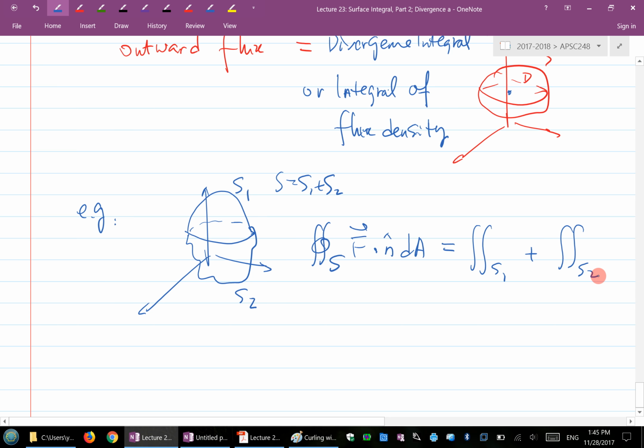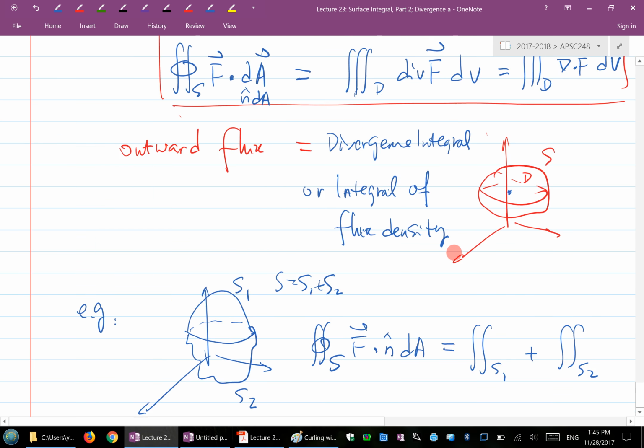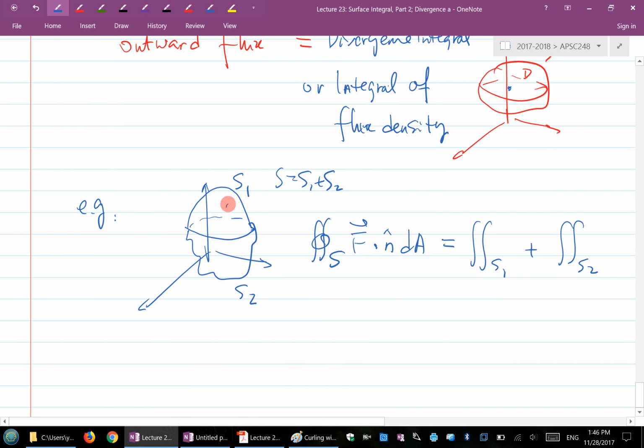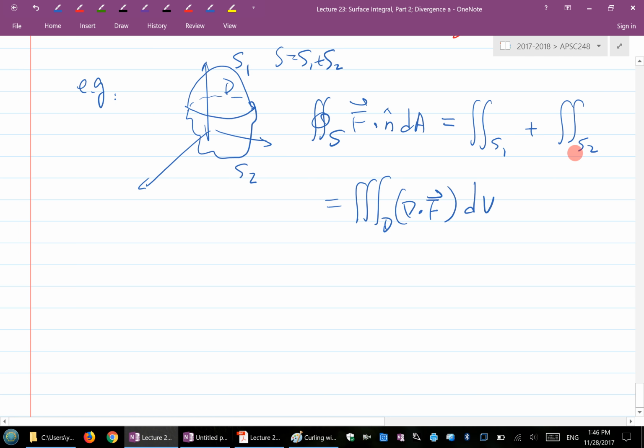Or alternatively, if you don't want to do this, you have an option now, right? The option is to do this. You can also calculate this triple integral. So it really depends on the situation. Sometimes you do this side, sometimes you do that side. Maybe one side will be much easier. So I'll give you an example, and you'll see the reason I'm saying this.